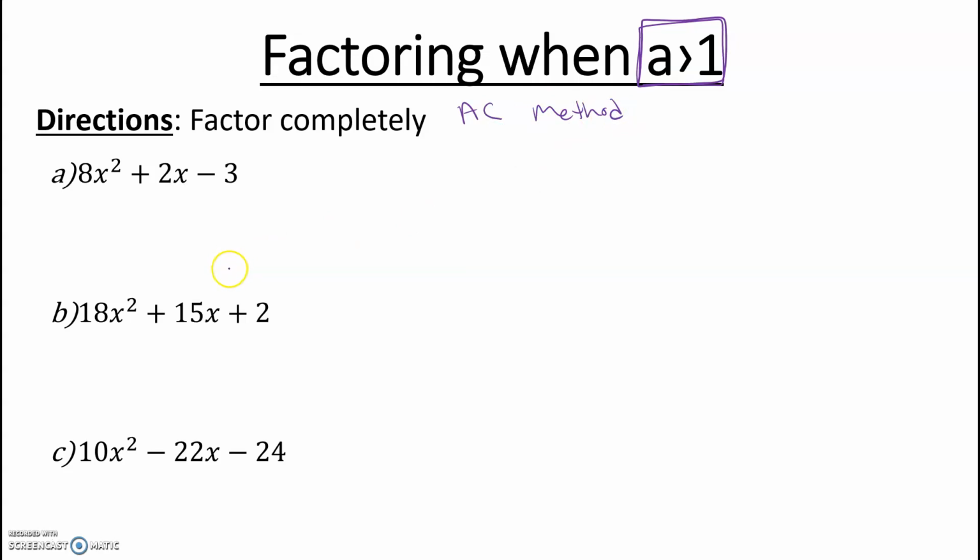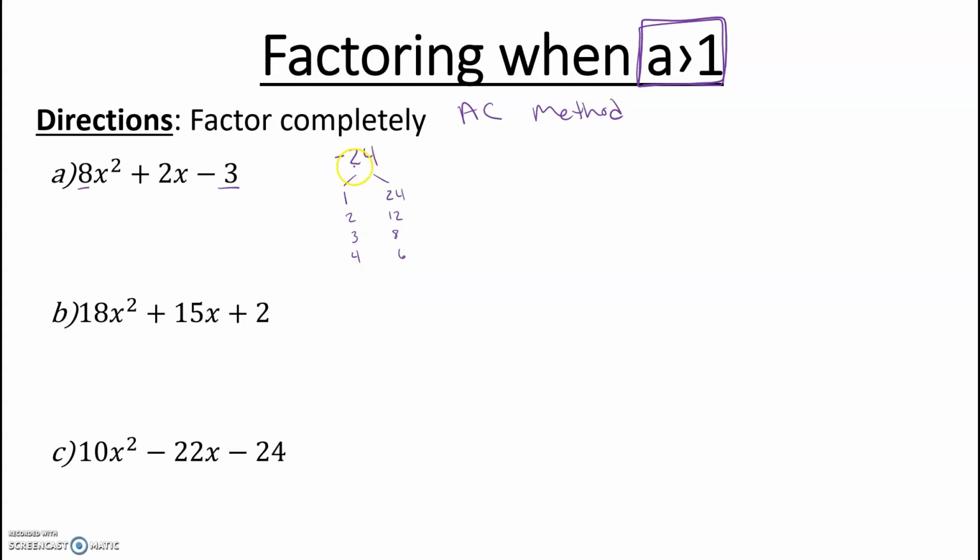And why do they call it the AC method? Well, your first step is going to be to multiply a times c. That's why they call it the AC method. So 8 times negative 3 gets me negative 24. So what multiplies to get me 24? Well, we'll worry about the negative in a minute. 1 and 24, 2 and 12, 3 and 8, 4 and 6. I think we can stop there.